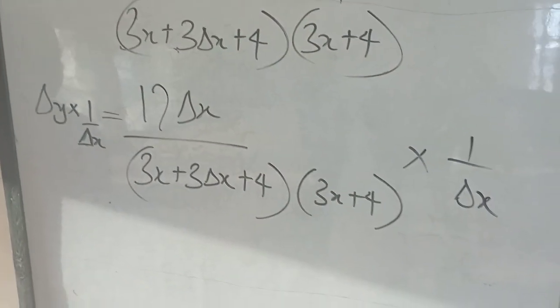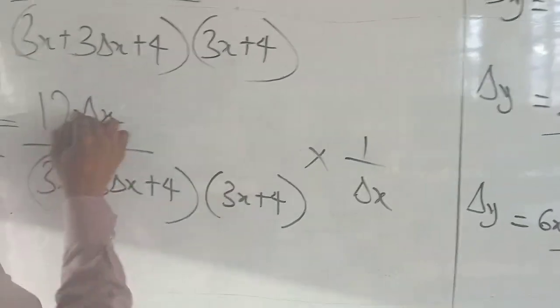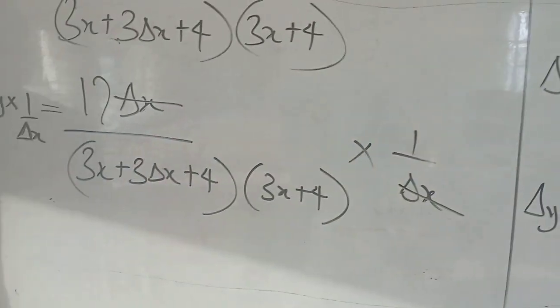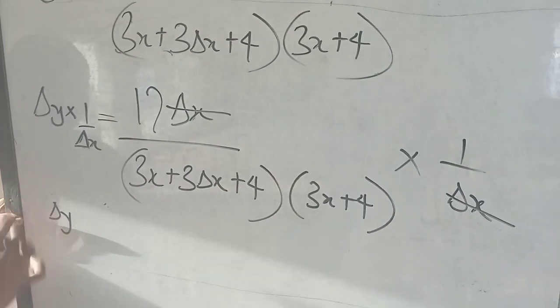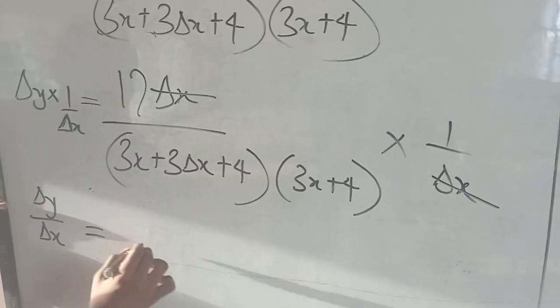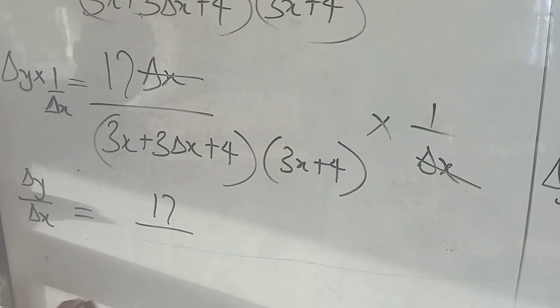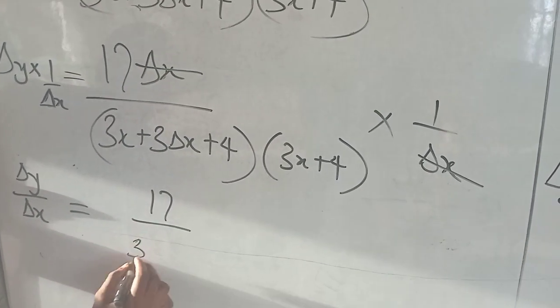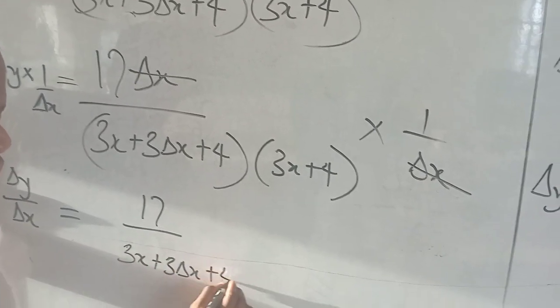So by virtue of this, you find out that change in x is up, change in x is down. So this one will cancel out this. So what am I left with here? Change in y over change in x, giving me 17 over 3x plus 3 change in x plus 4.